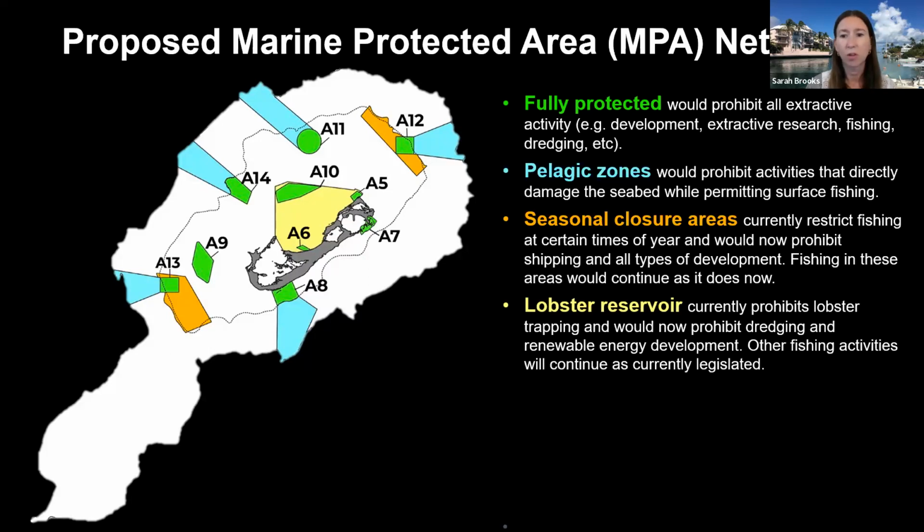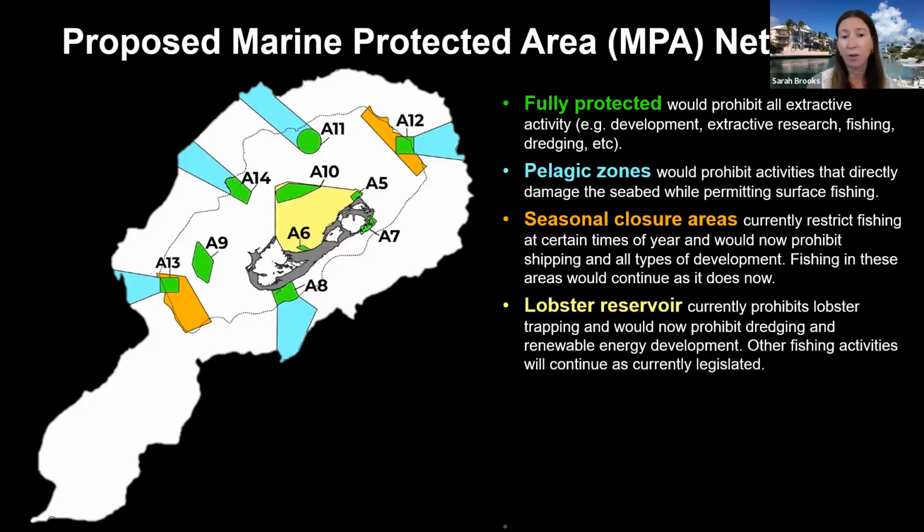The light blue areas show the pelagic zones, and in these areas, they would prohibit activities that directly damage the seabed. These include activities like mining, development, and extractive research, but they would still allow for sustainable fishing of pelagic species at the surface. The orange areas are the seasonal closure areas, and these areas currently restrict fishing at certain times of year, and these restrictions are going to stay exactly the same. But in addition to that, these areas would also prohibit shipping and all types of development.